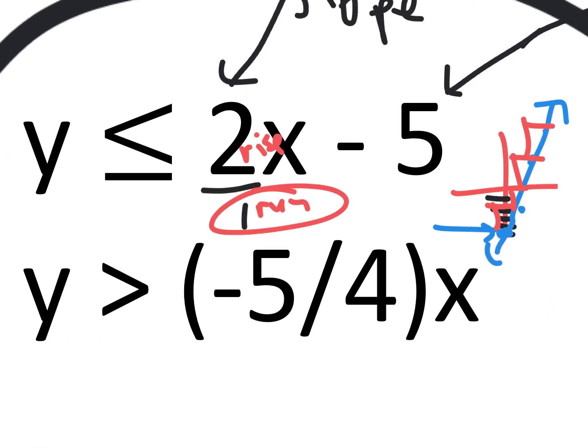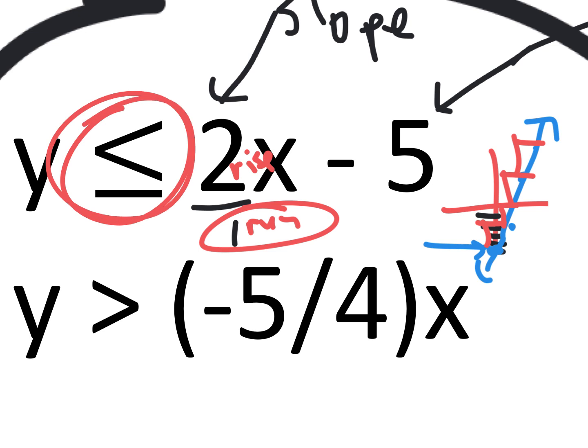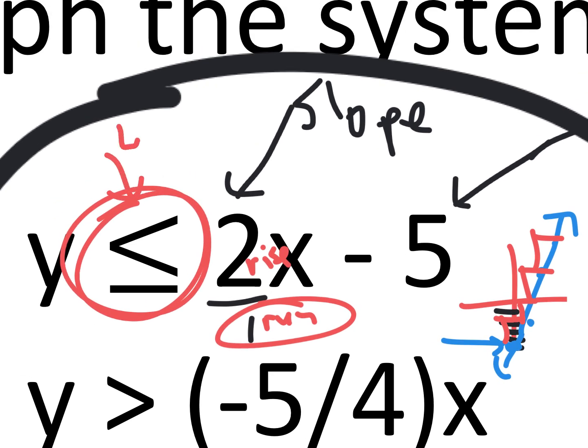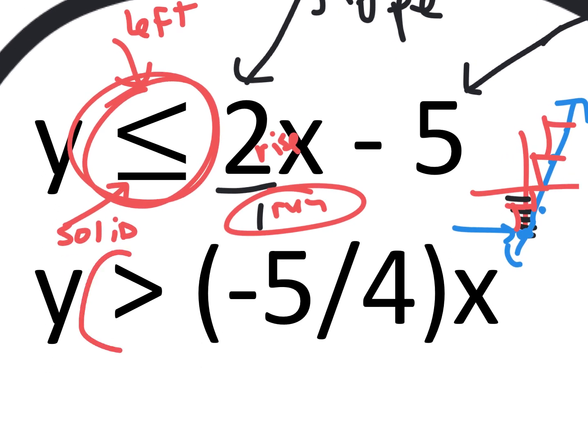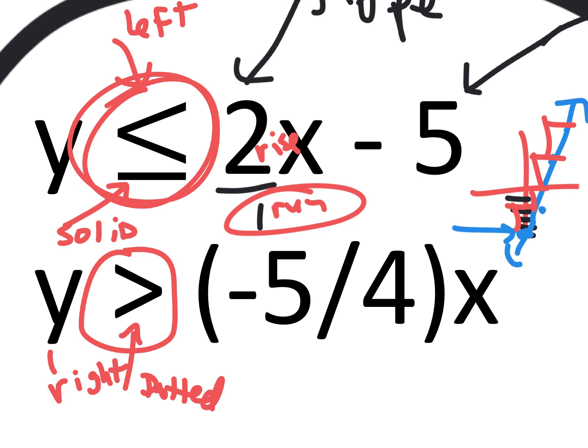All right, and then what if they want you to do less than? You shade to the left. Maybe you should write that for a note for yourself. If it's less than, you're going to shade left. If it's equal to, you have a solid line. This one doesn't have an equal to, so this will be a dotted line. And if it's greater than, you shade right. To the right. Okay?